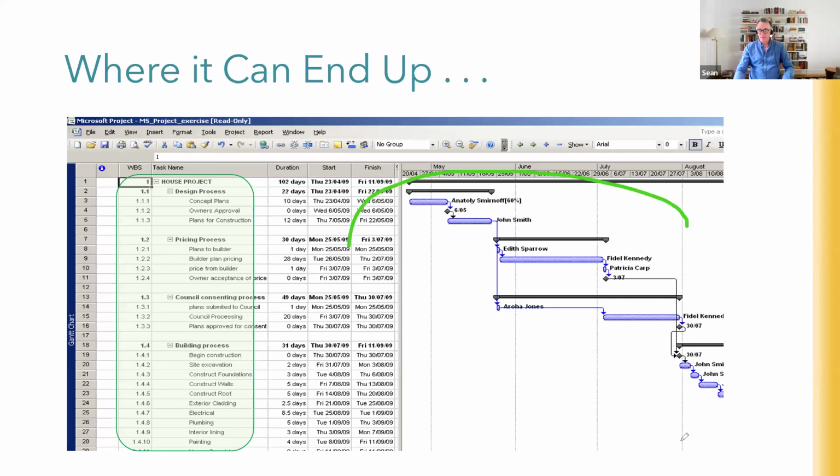And obviously over here, you've got the Gantt chart. But here, look at this. This is your work breakdown structure. See, the top level is the house project. The next level down will be design process, pricing process, council consenting process, and building process. That would be level 2. And then level 3 are these tasks here. So we're going down to a third level here.